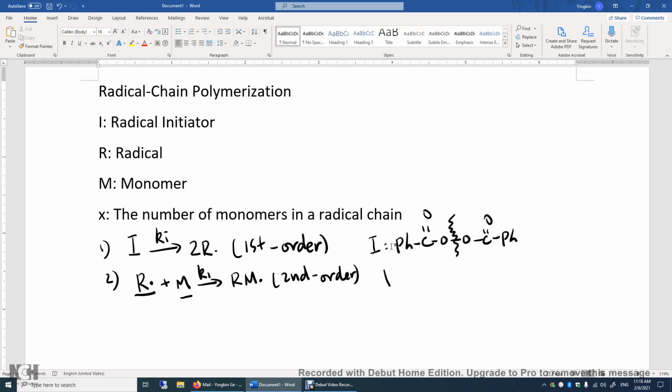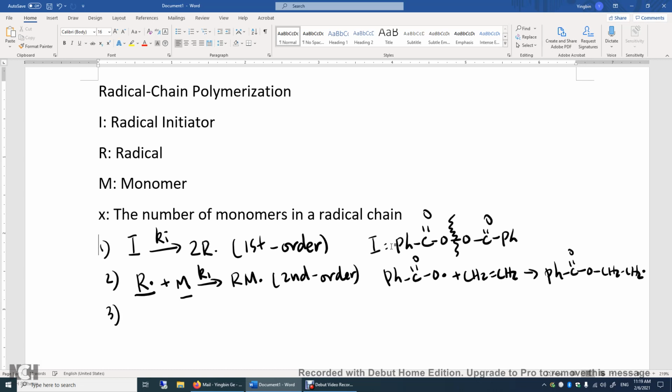So here I'm going to give you an example as well. This is a radical. It may attack a monomer, and then the result is the radical bonded to the monomer, and then we have a different radical. This is called a radical chain with a length of 1 because we have one monomer in this radical chain.